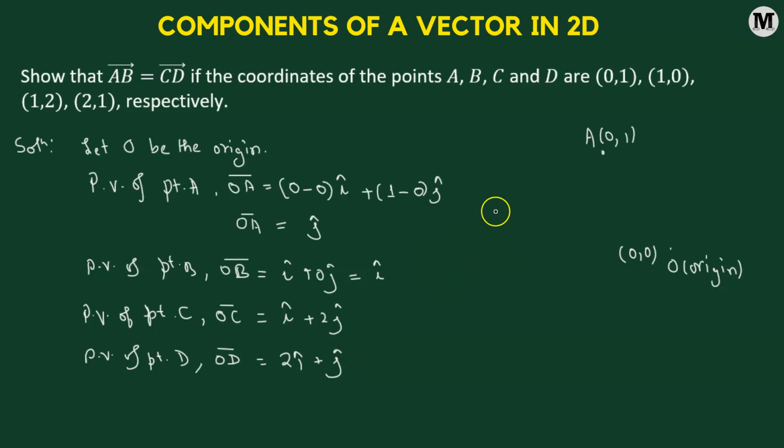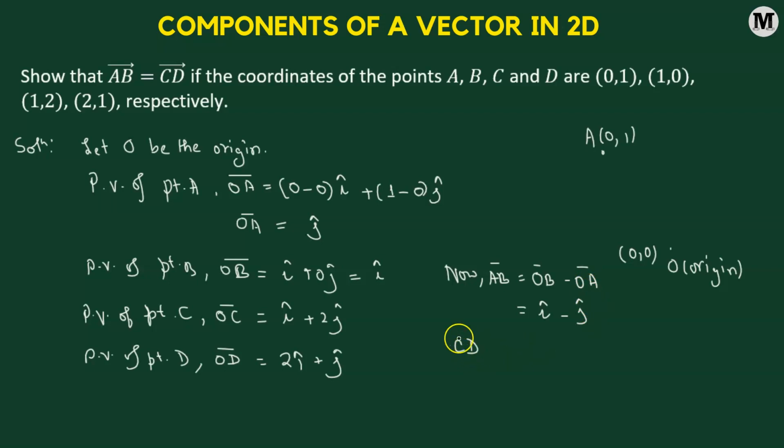Now that we have the position vector of each of the 4 points A, B, C and D, let's try to find out the value of the vector AB. So AB vector in terms of the position vector is simply OB vector minus OA vector. Let's use the values. Now what is OB vector? OB vector, that's i cap, minus OA vector, so that's j cap.